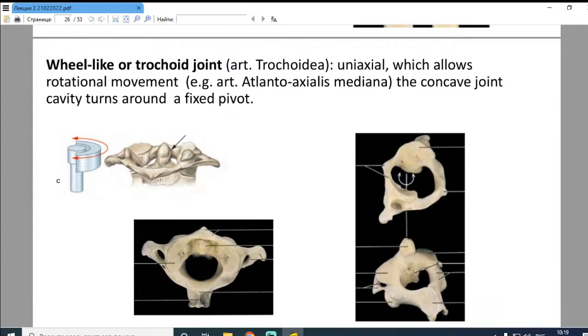For example, articulatio atlantoaxialis mediana. What you see? Two, atlas and axis, vertebrae of the cervical section of the vertebral column.